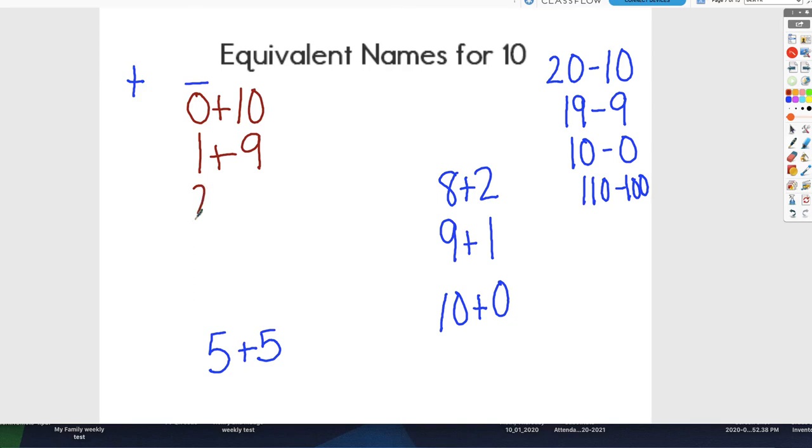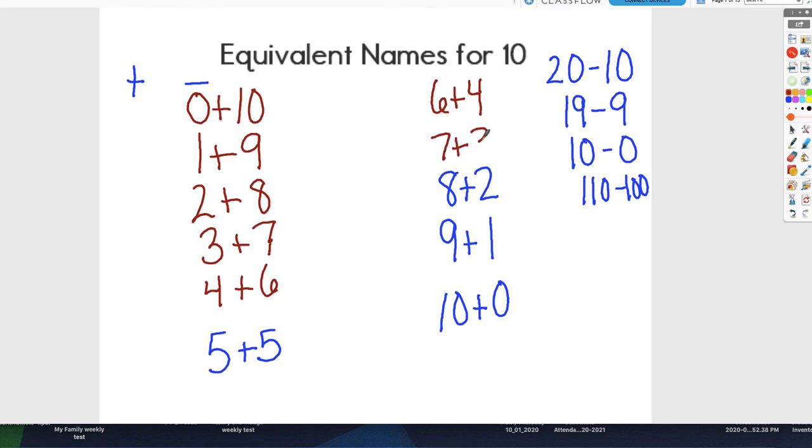2 plus 8. 3 plus 7. Is any of this starting to look familiar? 4 plus 6. And I already have 5 plus 5. 6 plus 4. 7 plus 3. And I have 8 plus 2, 9 plus 1, and 10 plus 0.